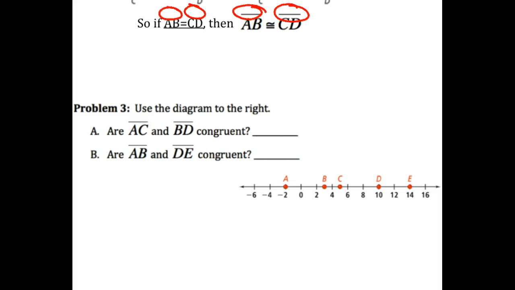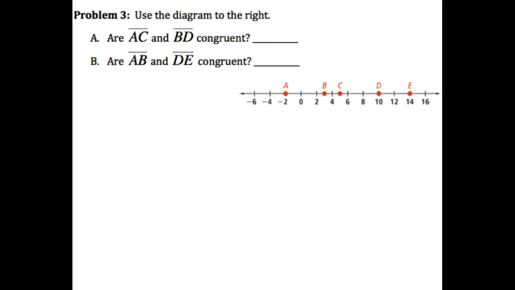Okay, so let's talk about this. It says, use the diagram to the right. Are segment AC and segment BD congruent? And then are segment AB and segment DE congruent? Well, if two things are equal, they are also congruent. So it would help to know how long these are, because if we know how long they are, we can determine if they're equal. So let's start with AC.